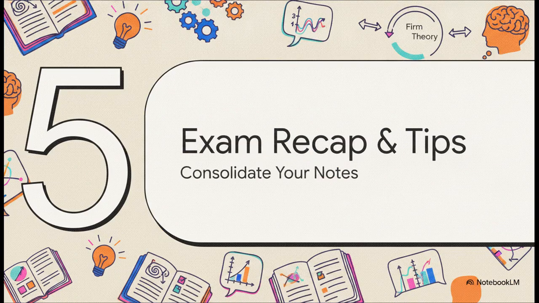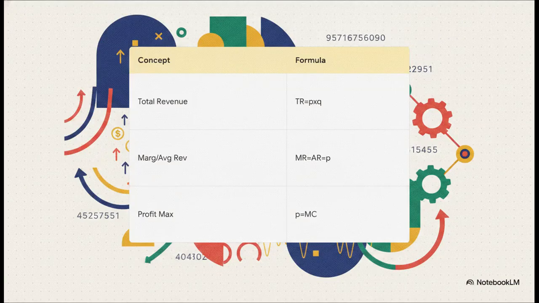We've made it to the final stretch, Part 5, Exam Recap and Tips. You guys have done the heavy lifting, so let's consolidate everything into a mental cheat sheet. The absolutely crucial thing is keeping these three specific formulas locked in your brain. 1. Total revenue is price times quantity. 2. Marginal and average revenue equal price. And 3. For profit maximization, price equals marginal cost. Seriously, write these down. These formulas form the entire mathematical foundation of pretty much every question you'll see on this chapter.